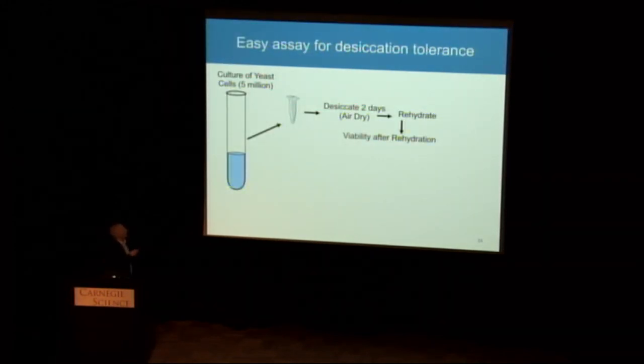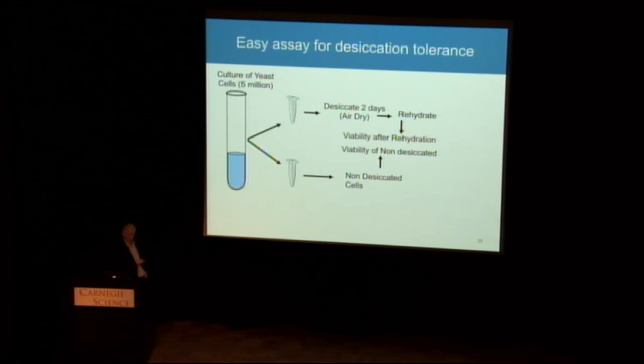So it's very simple. You take a culture of yeast cells, let's say 5 million, growing in a liquid media with some food for them, and you remove as much liquid as you can. You just let them air dry, desiccate, for a couple of days. Then you rehydrate them and you say, well, how many are viable here? Just count the number of viable cells. At the same time, you do the control, which is you take the same culture, you never desiccate it, and you measure how many are viable. And then all you do is, we're not astronomers, but we can do this kind of math, we just divide the two, and that gives you the percent survival. So this tells you how well you survive if you haven't been desiccated versus how well you survive if you have.